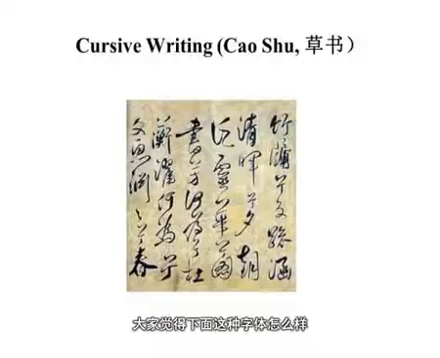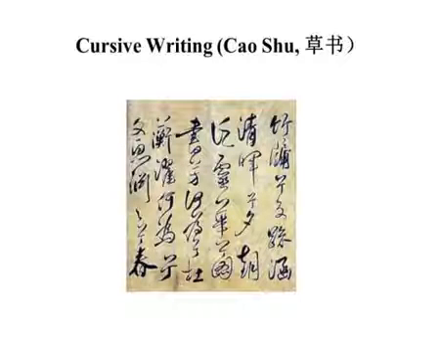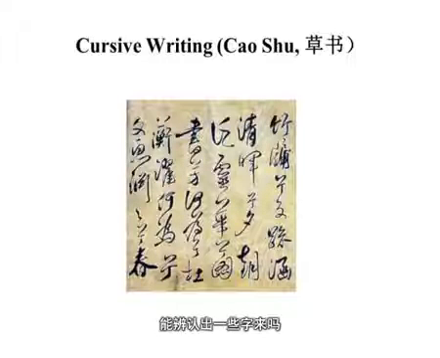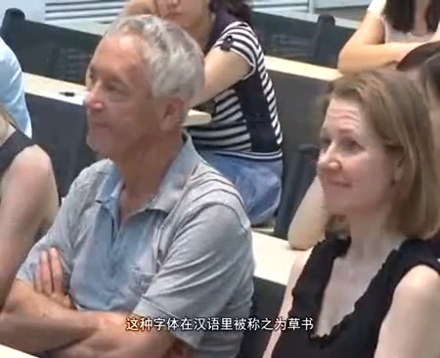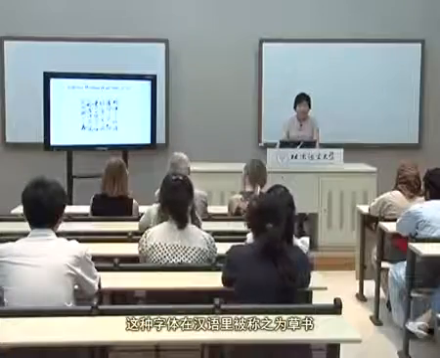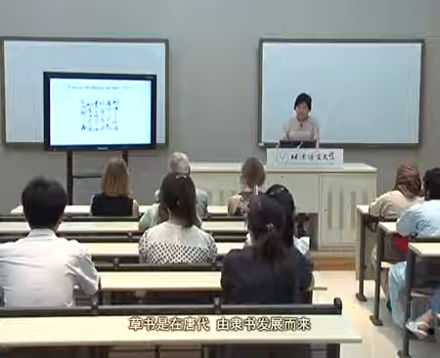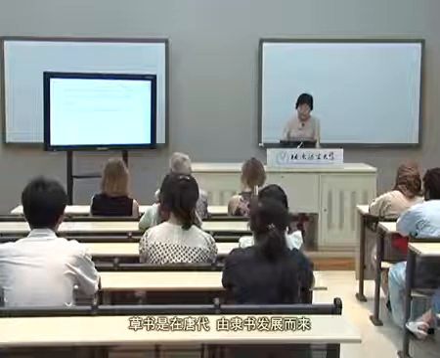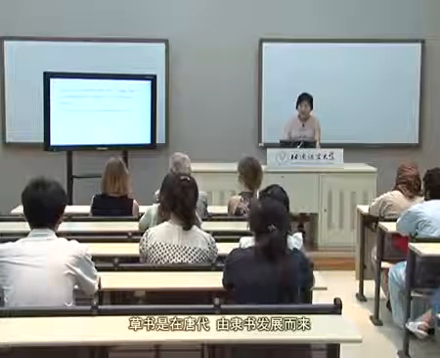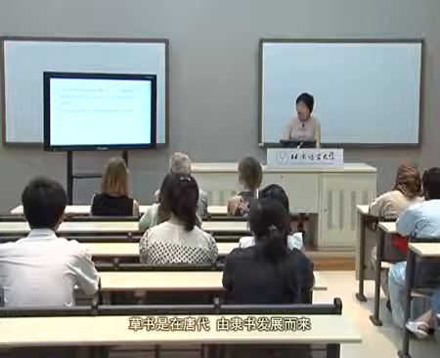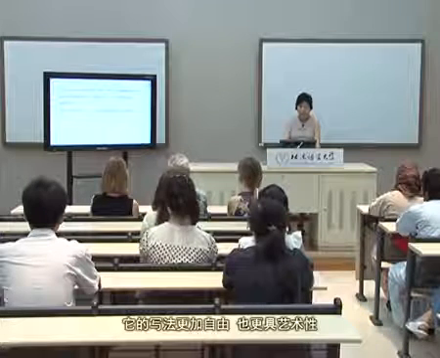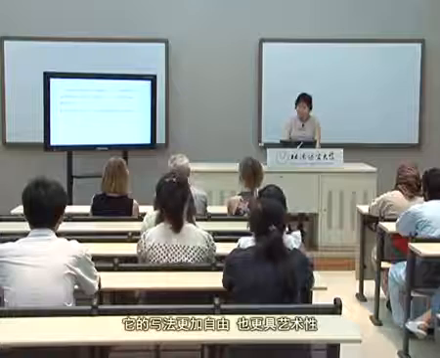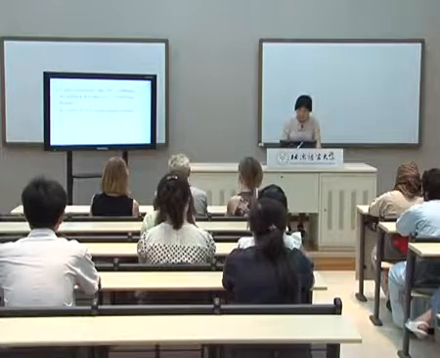What do you think of this? Can you recognize anything from it? Hardly, right? This is called cursive writing. In Chinese, we say 草书. 草书, cursive writing, is the later development of Li Shu in the Tang Dynasty. And it is a freer style of writing, and as you can see, it is more artistic.